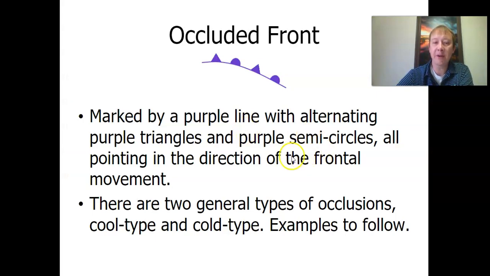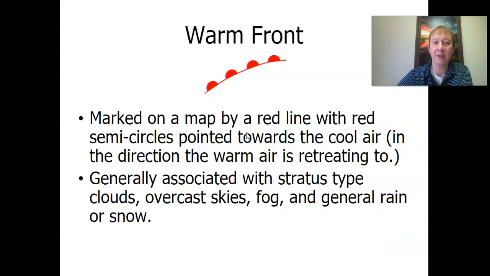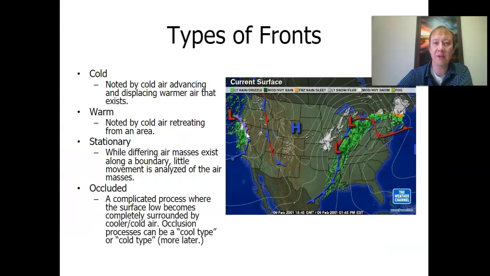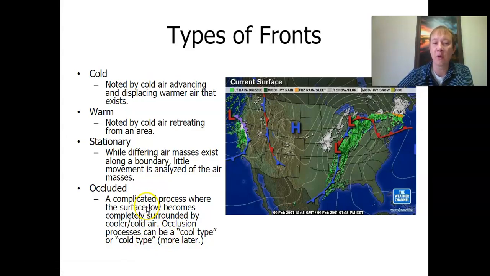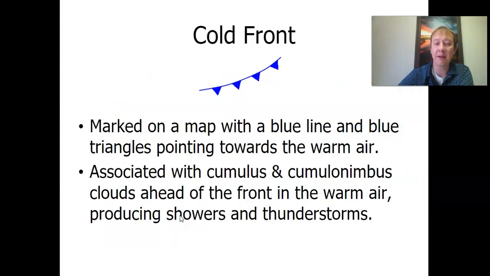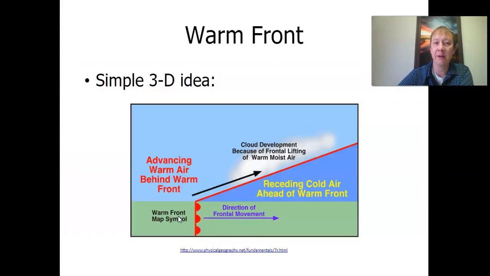Okay, and the last type of front is an occluded front. And this is where we use a purple marker here. To get back to the definition page. Okay, so an occluded front is a complicated process where basically warm air gets surrounded by colder air. It's basically a surface low where the warmer air gets surrounded by cold air.